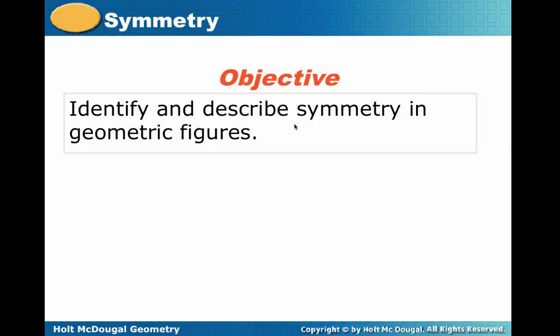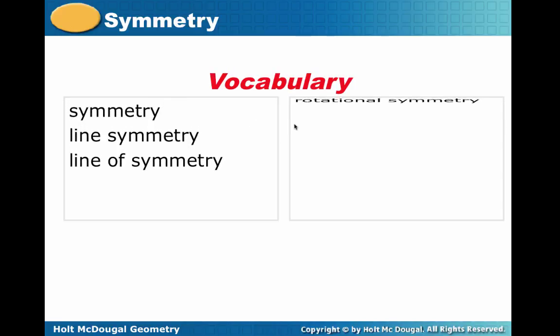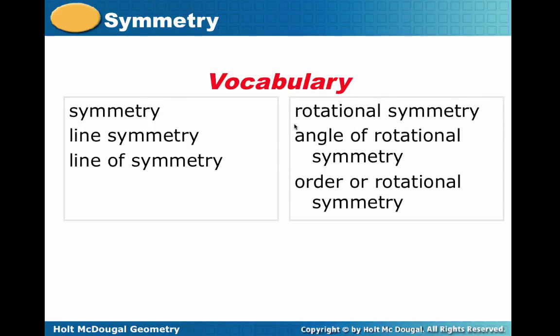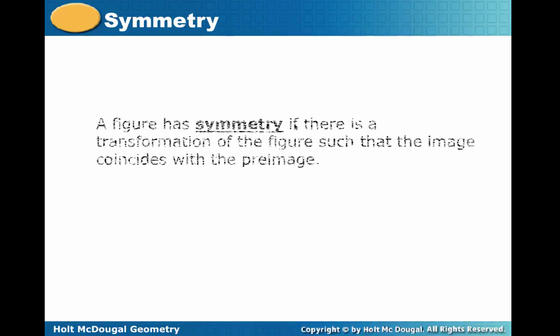Identify and describe symmetry in geometric figures. A figure has symmetry if there is a transformation of the figure such that this image coincides with the pre-image. Like in this example, with the pentagon rotating, it comes back to the same image that we started with.